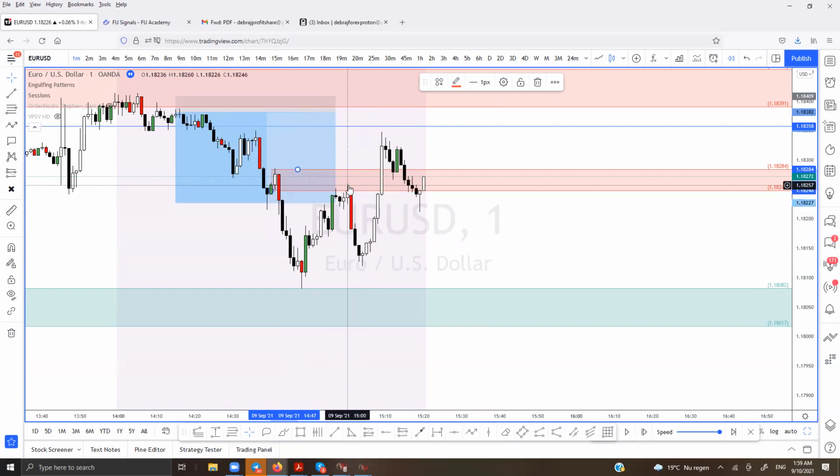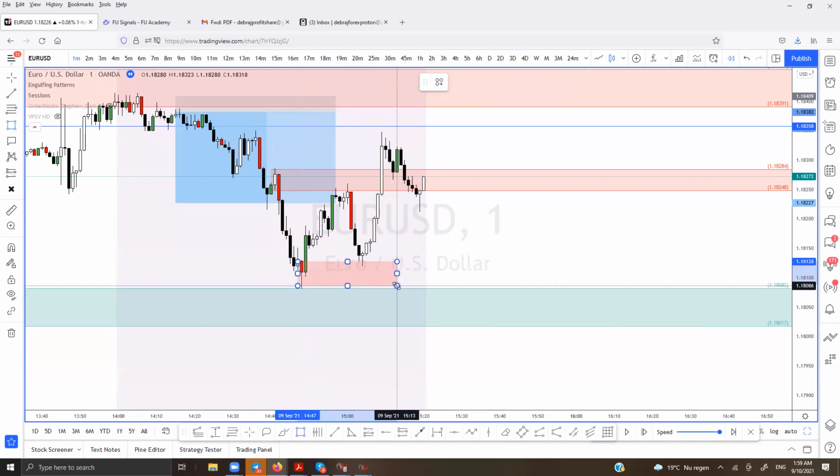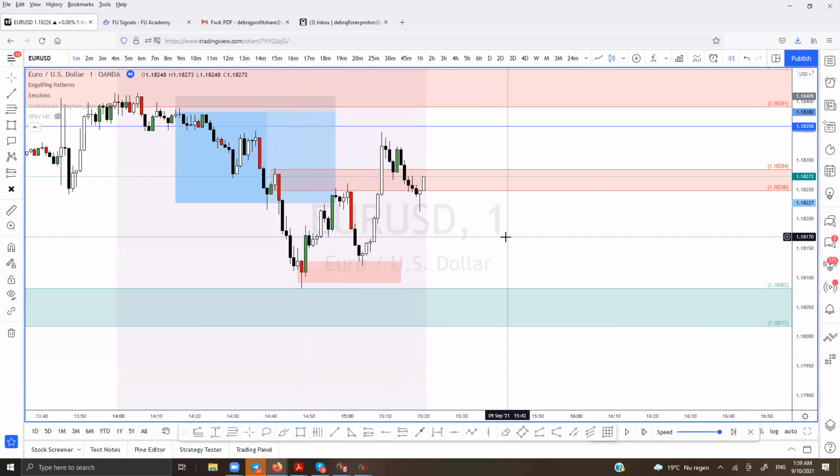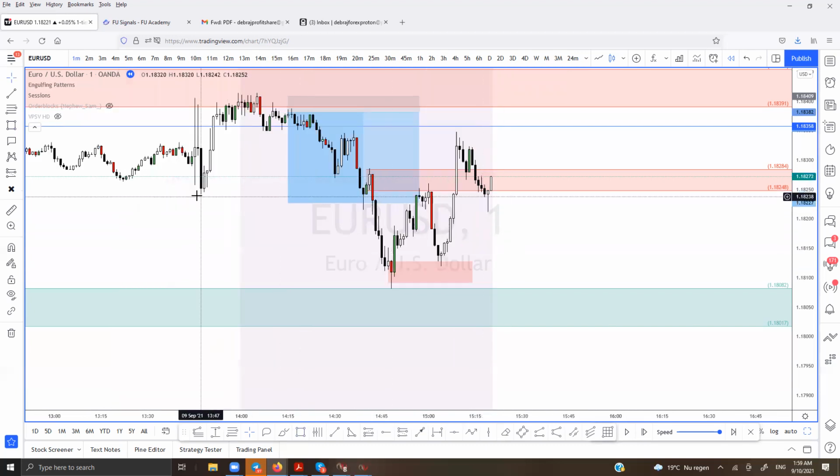And see, where is my target? Why can I take this target? Because look below, this demand, when the price came here, this demand was still unmitigated. So my target should be this one. When I see a flip here, and then I saw, good price action always creates the target for you.